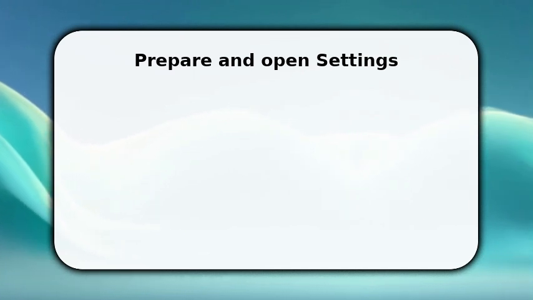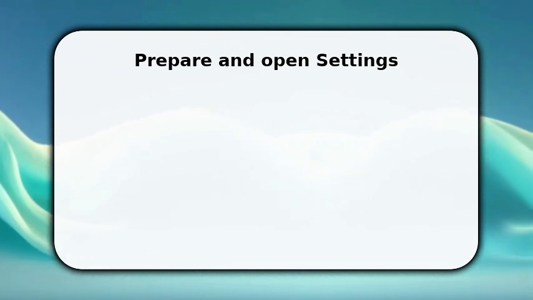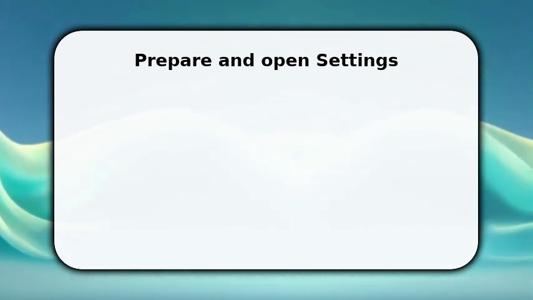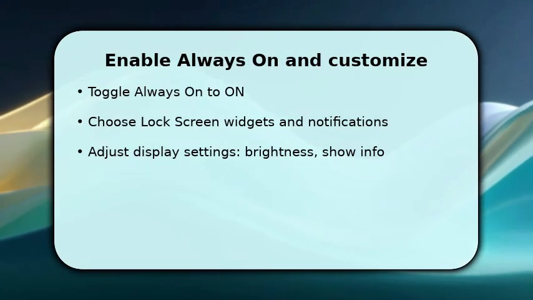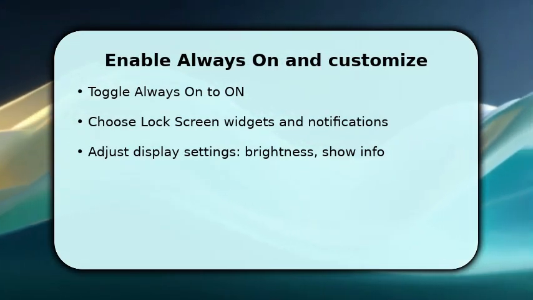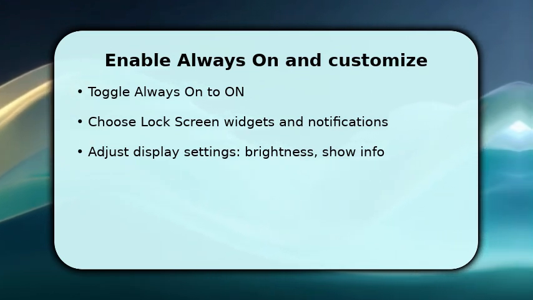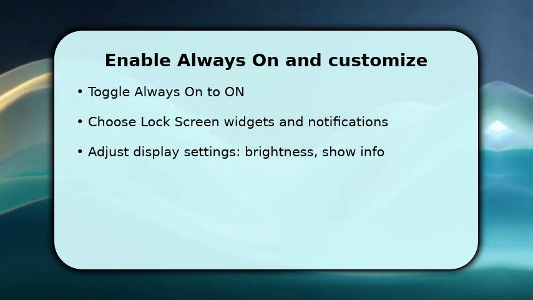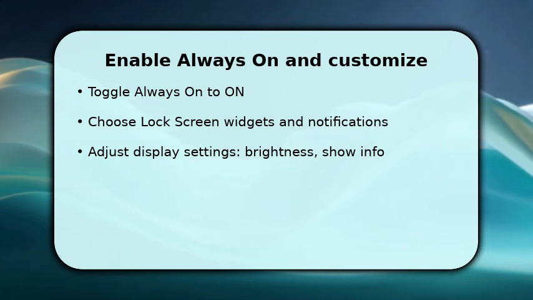You do this because system-level settings live there, and it prepares you for the immediate toggle and customization steps coming next. You toggle always on to on and immediately watch the preview so you understand how it appears while locked. Then customize what remains visible. Pick lock screen widgets and decide whether notifications show briefly or persist. This balances utility and privacy.